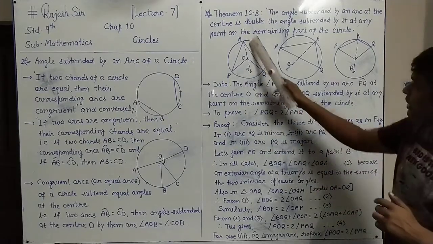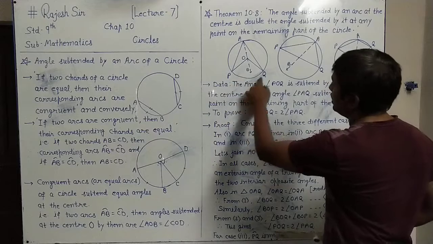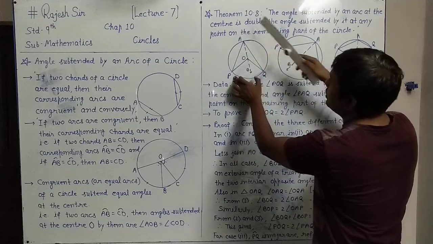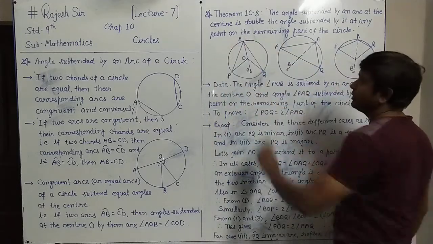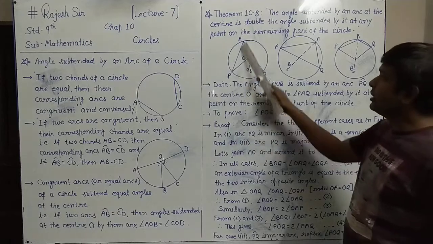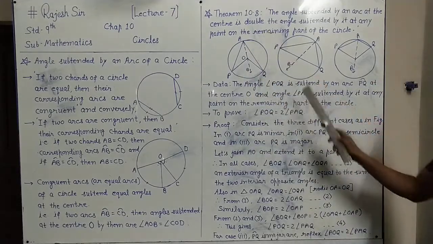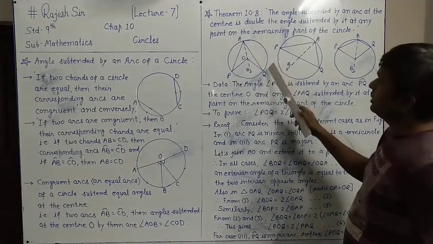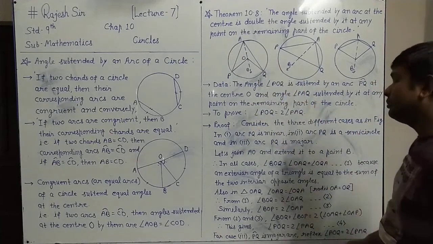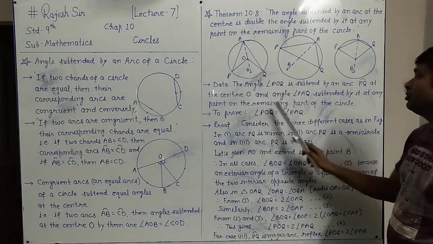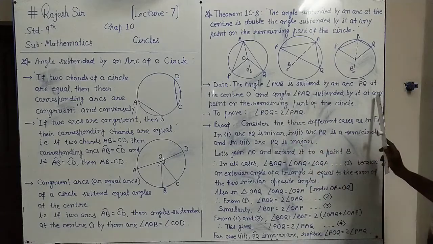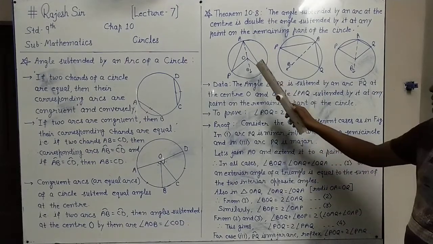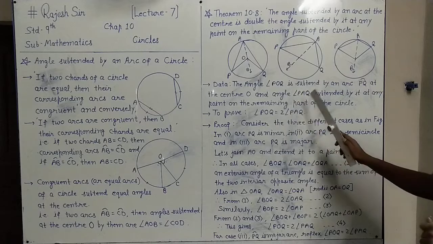This PQ covers this much of the circle, and the remaining part of the circle is this part. On that part, if I take any point A, the angle subtended by the same arc at A is angle PAQ. The angle PAQ is subtended by the arc at any point on the remaining part of the circle. So angle POQ is at the center and angle PAQ is at the remaining part.